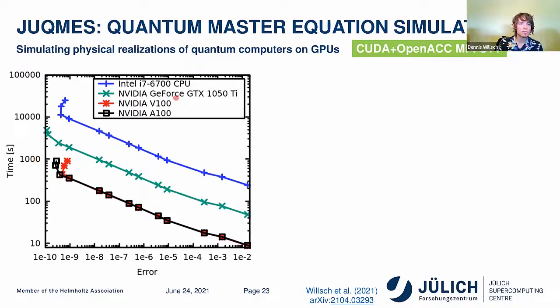Now, if we go to an NVIDIA GeForce GPU, rather old GPU, but still as we had it, we took it into this benchmark, we can already improve the time for the simulation by quite a bit. And now if we go to the NVIDIA V100 and A100, we see that it further improves. And what's the reason for that?